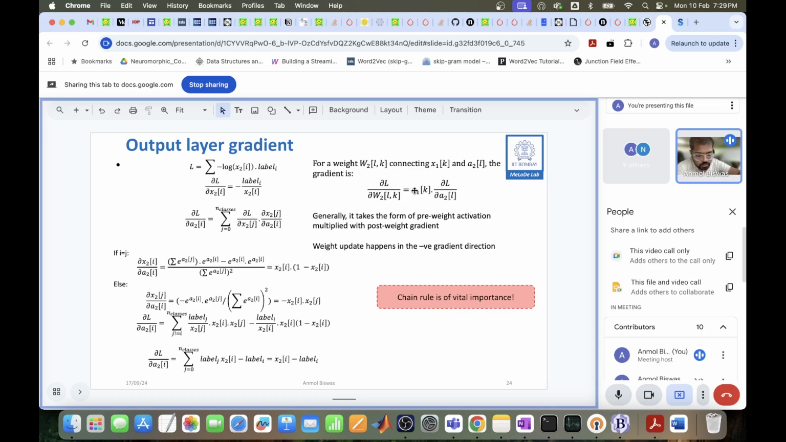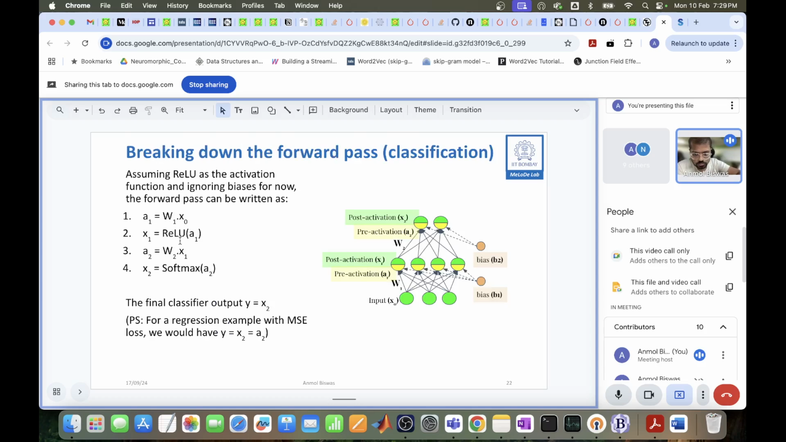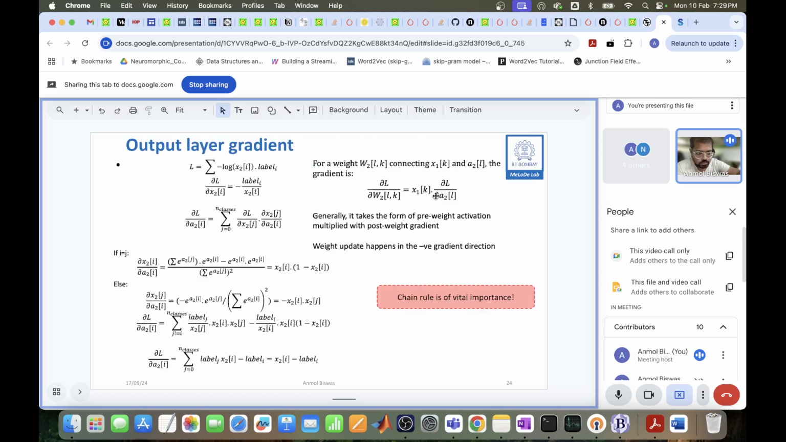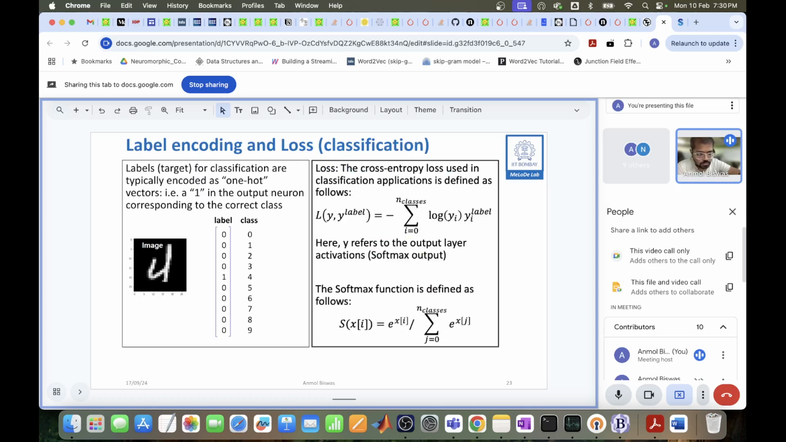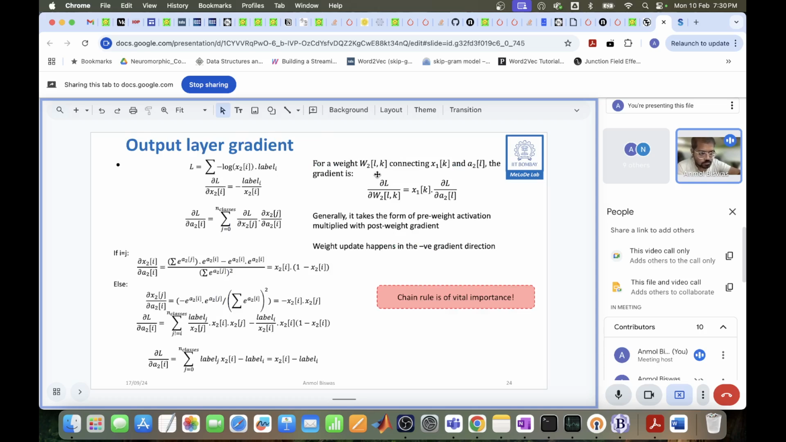So x1 of k is the pre-weight activation that is going into this weight multiplication, and the gradient with respect to a2 of l is basically the gradient that appears after the weight. So the gradient over here multiplied by the activation over here will give you the gradient with respect to the weights, and just the negative of this gradient is all that you need to update the values of the weights. Weight update happens in the negative gradient direction.